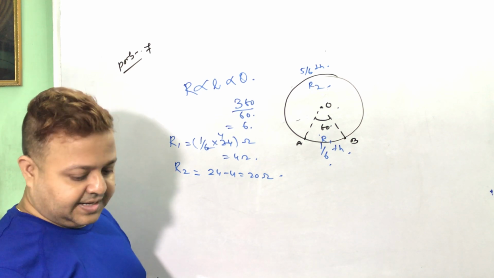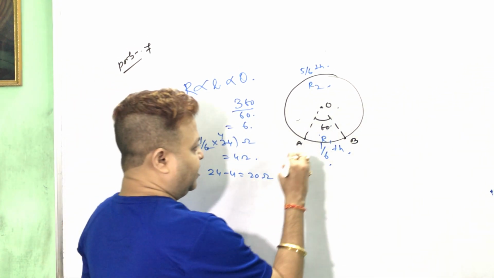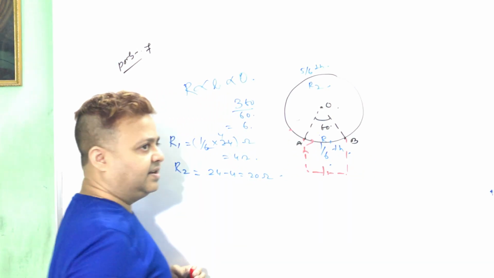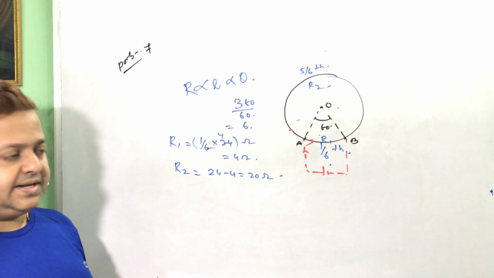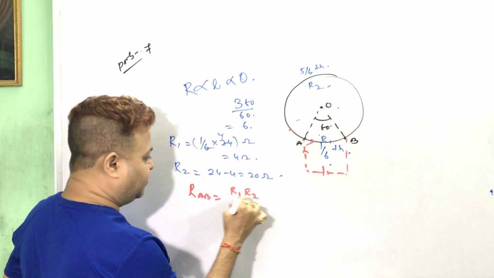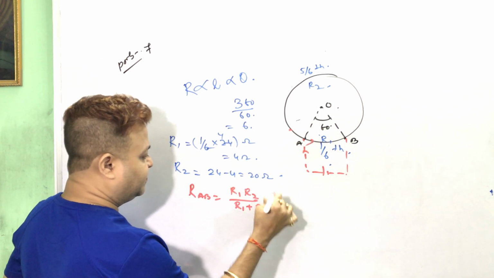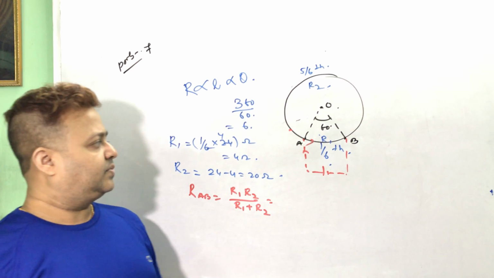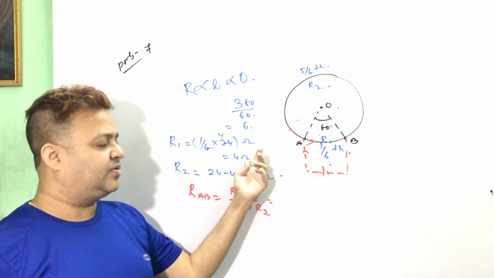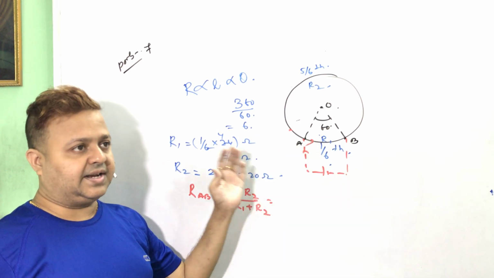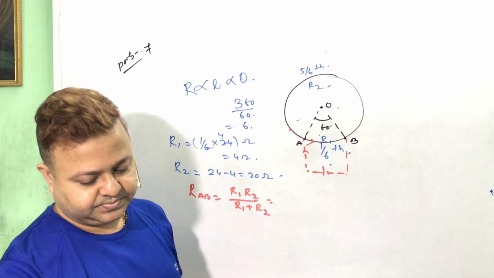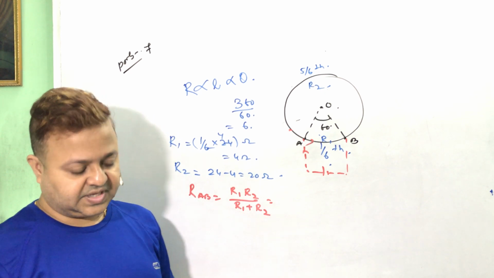Okay, and they are connected in parallel because if a battery is connected across AB, the current is divided into two parts. The current is dividing, that means they are connected in parallel. So the equivalent resistance across AB equals R1 R2 divided by R1 plus R2. The AB part is 1/6 of the circle, and the total resistance is 24 ohm, so the resistance of the AB part is 4 ohm and the rest is 20 ohm. R equivalent equals R1 R2 divided by R1 plus R2, that is 10 by 3.